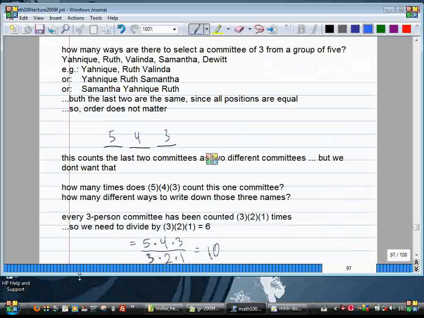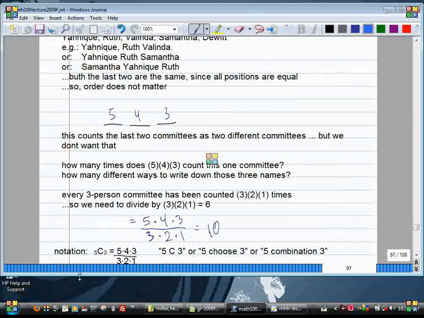Okay. So this is a long way of saying that we need a new notation. What marks off this scenario, the distinguishing characteristic of this scenario, is that order does not matter. And when order does not matter, you have to do what's called a combination. And we write this down as 5C3.